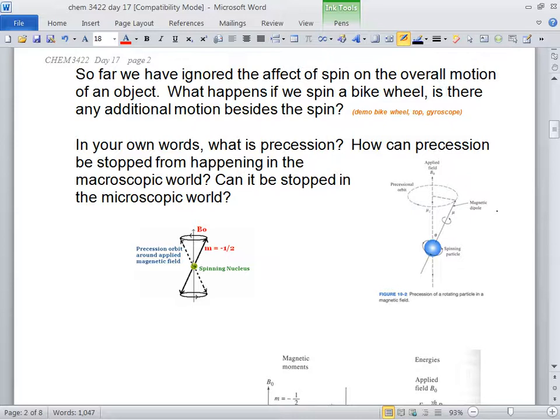So we take a bike wheel and we spin it. I'm going to spin it in this direction. Now the reason why it stays in that plane is because of angular momentum. But the question is, what happens if we spin a bike wheel? I'm spinning it. Is there any additional motion besides the spin? So here's the spin. Is there any additional motion? That's what it's asking.